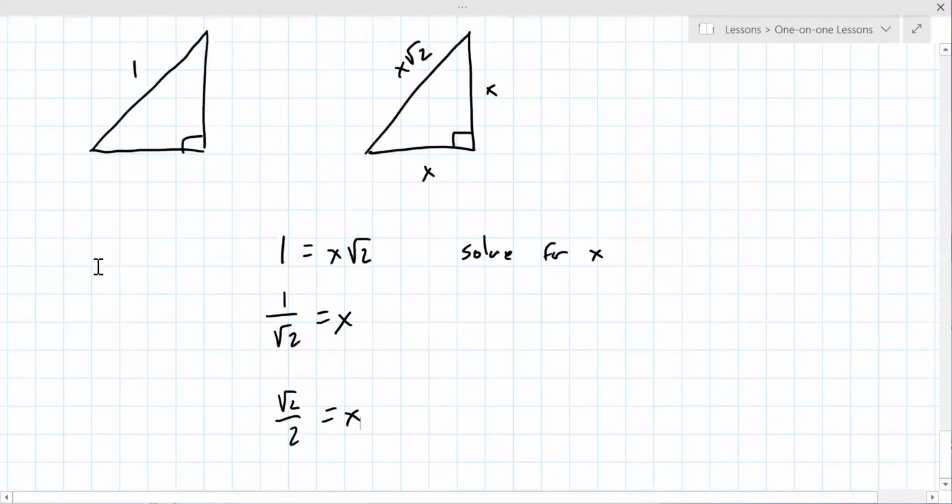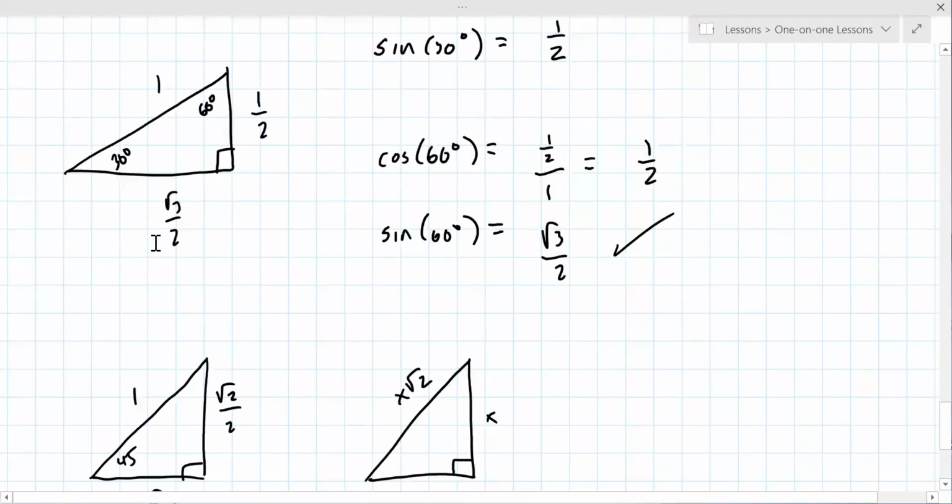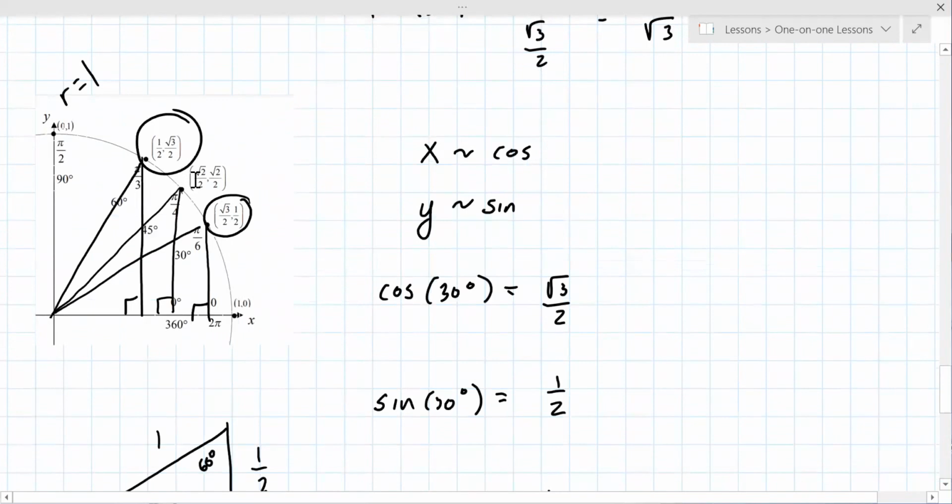So let's go back to your triangle. This is root 2 over 2, root 2 over 2. Since they're both 45, we'll just pick either one. Cosine of 45 degrees is adjacent over hypotenuse, root 2 over 2 over 1, which is root 2 over 2. That is the x coordinate on the unit circle, which is root 2 over 2.